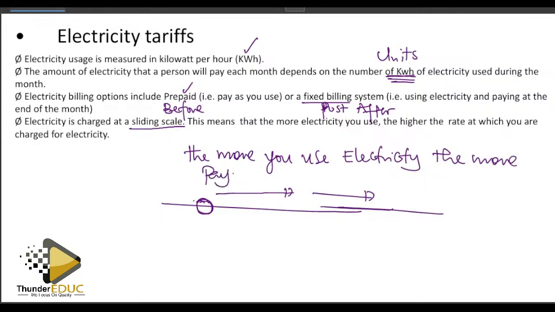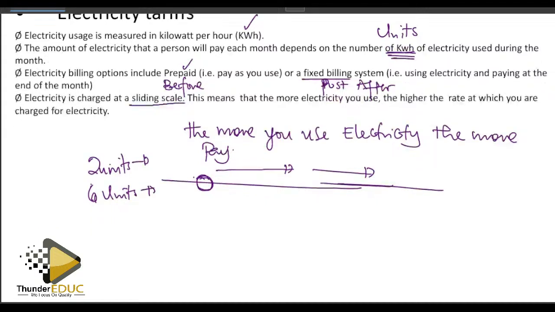Someone would ask us, why wouldn't you have a fixed cost? No. We have some people who are sparing the electricity. How would you feel if you use 2 units and you pay the same amount as someone who has used 6 units? It would be cheating. So someone who has used 2 has to pay less, and someone who has used 6 has to pay more. The more you use, the more you pay. That's the theory of the sliding scale.